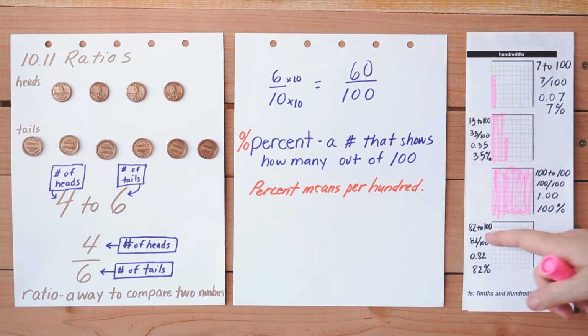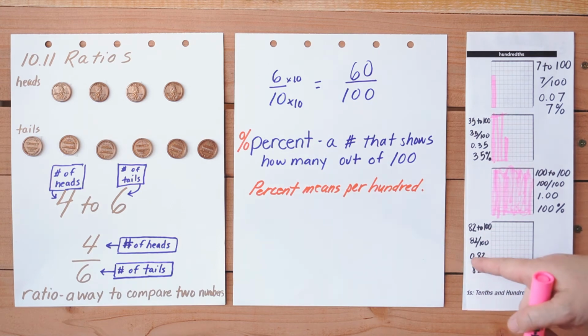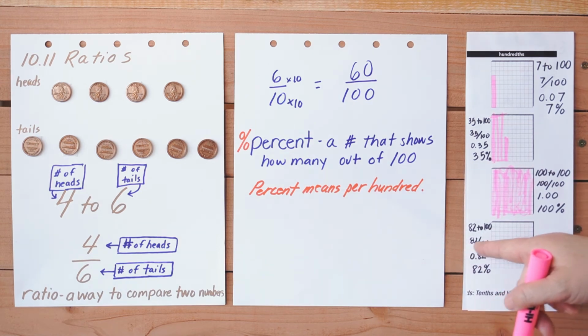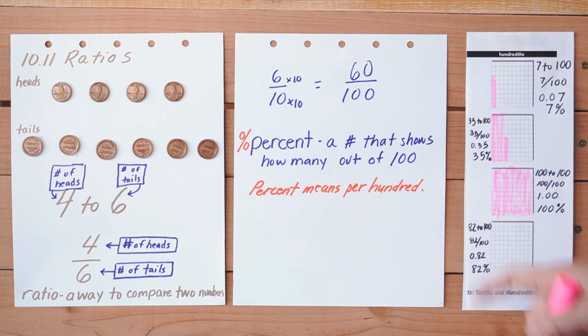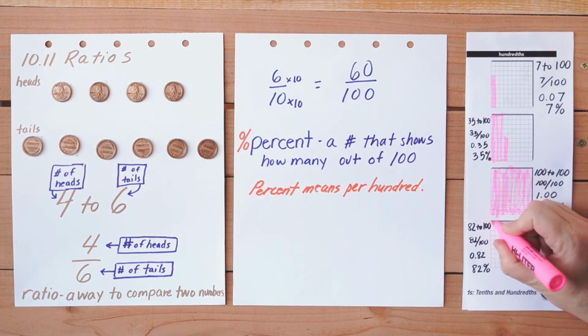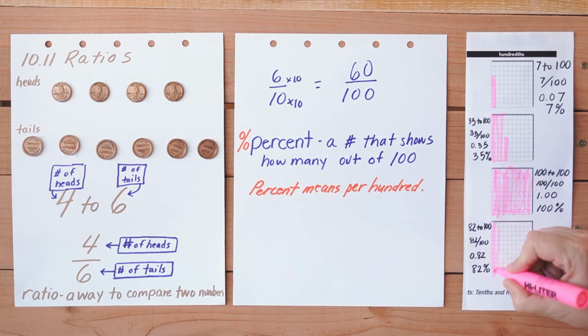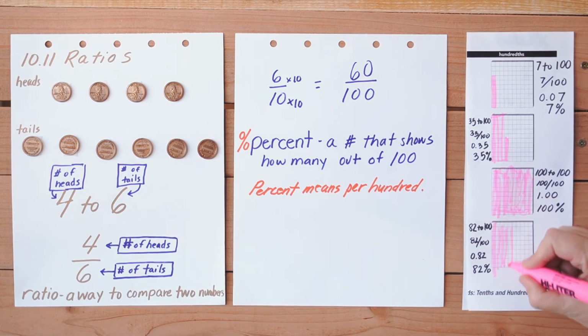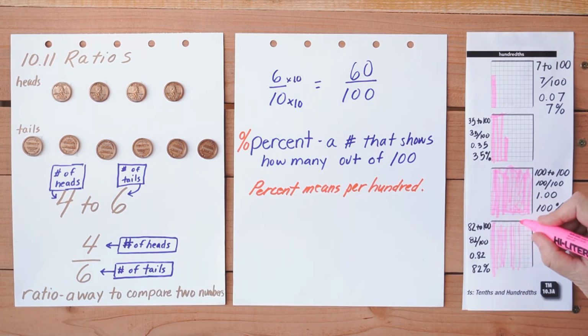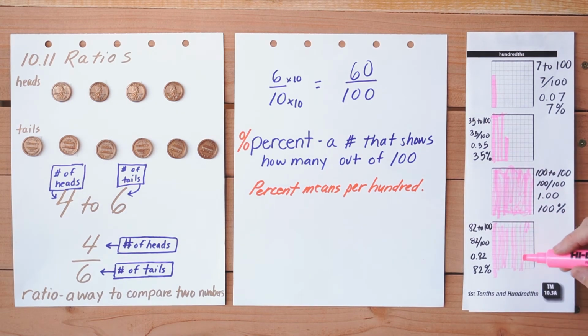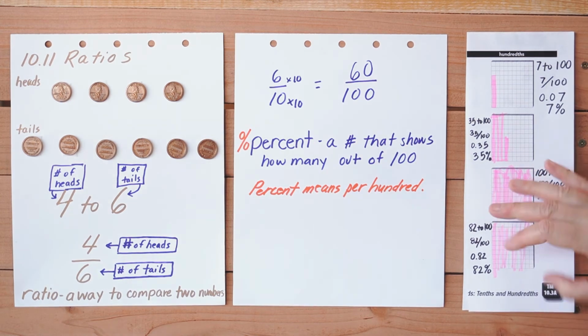Then we have 82%, 0.82, 82 over 100, or 82 to 100 is our ratio. So then we're going to color in 10, 20, 30, 40, 50, 60, 70, 80, 81, and 82. So those are just a few examples there.